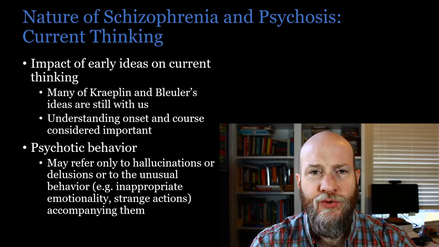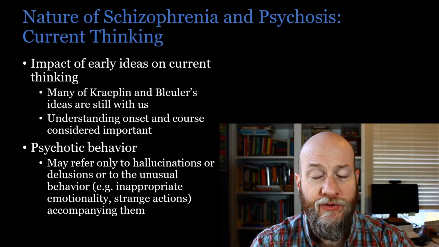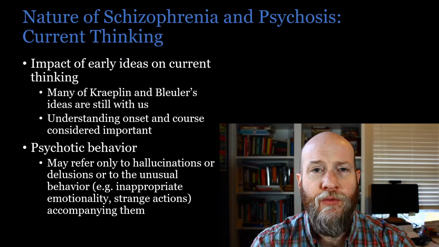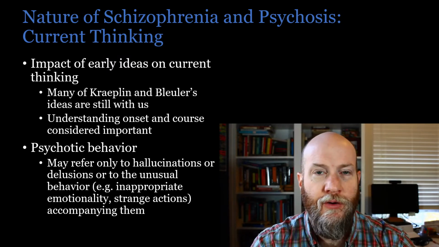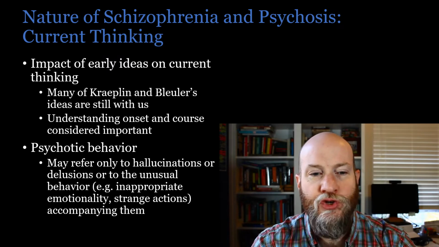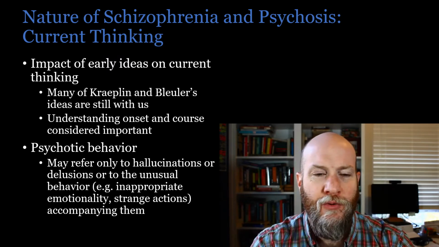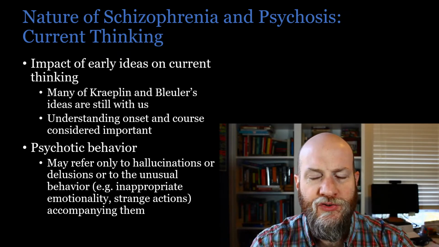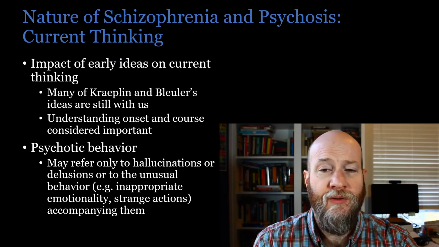Traditionally, when we talk about psychosis today in psychology, we're talking about hallucinations and delusions. There was also a former umbrella term, psychosis, that included things like the unusual behaviors that sometimes come along with schizophrenia, inappropriate emotionality, strange or stereotyped behaviors, that kind of thing. But we'll talk about that as we go further when we break down every symptom associated with the diagnosis.